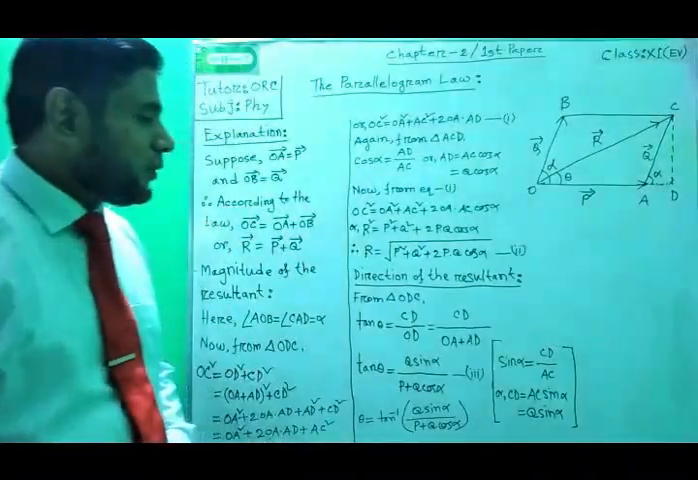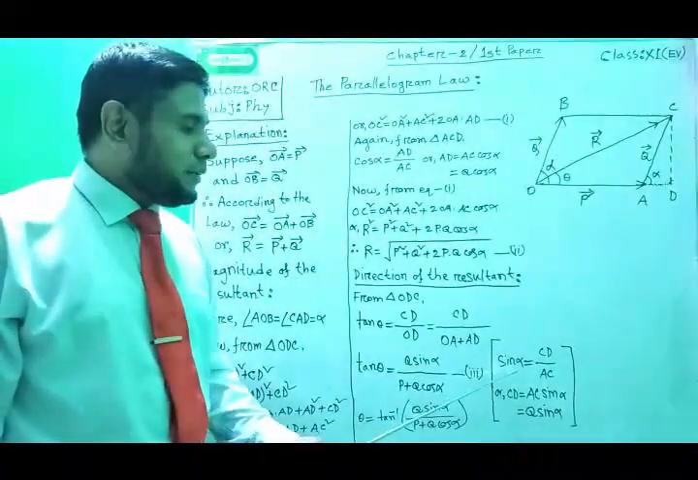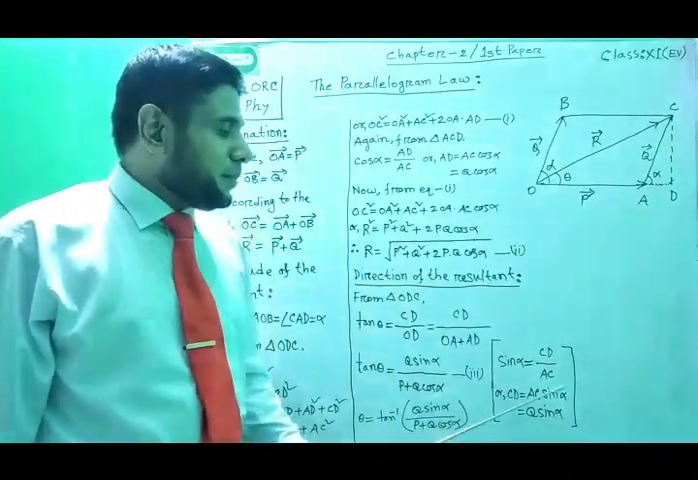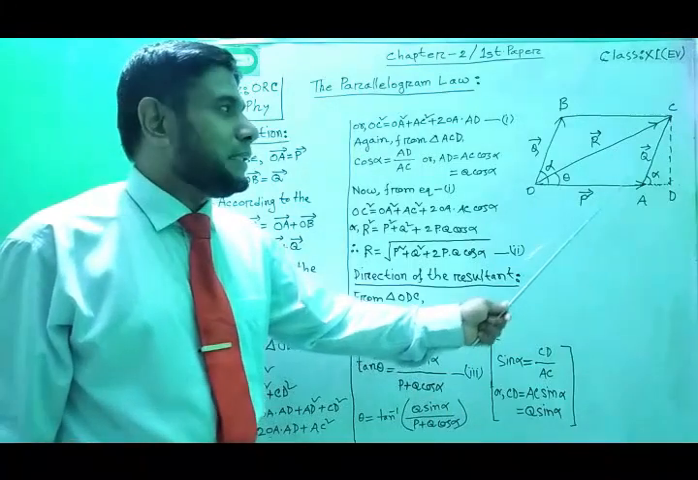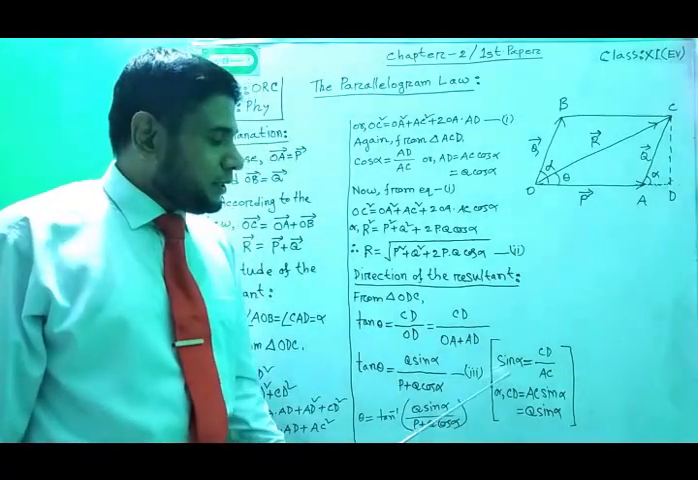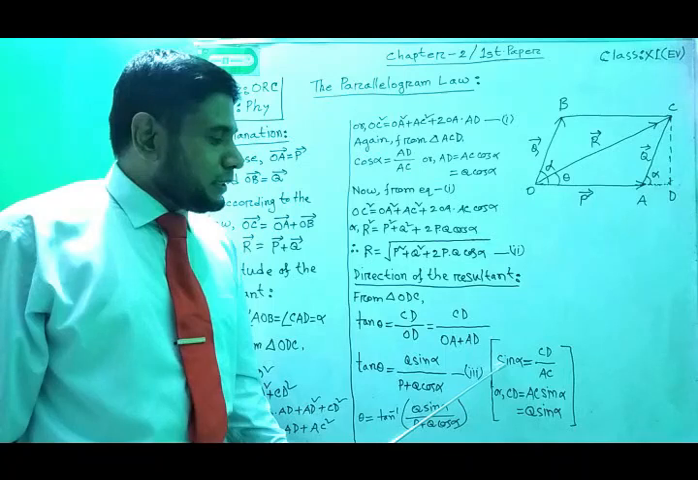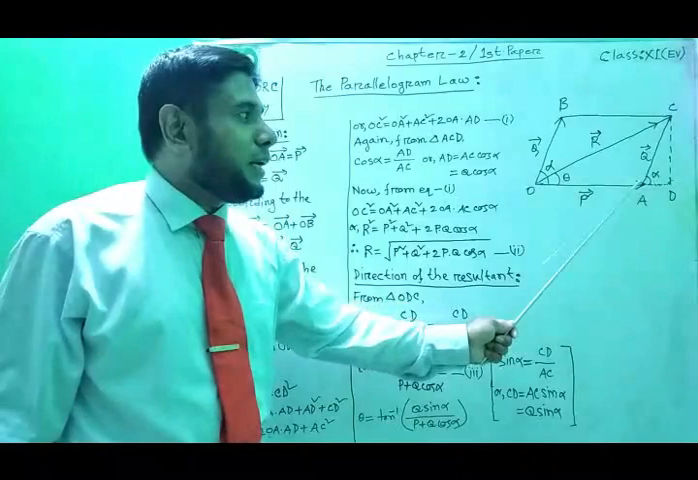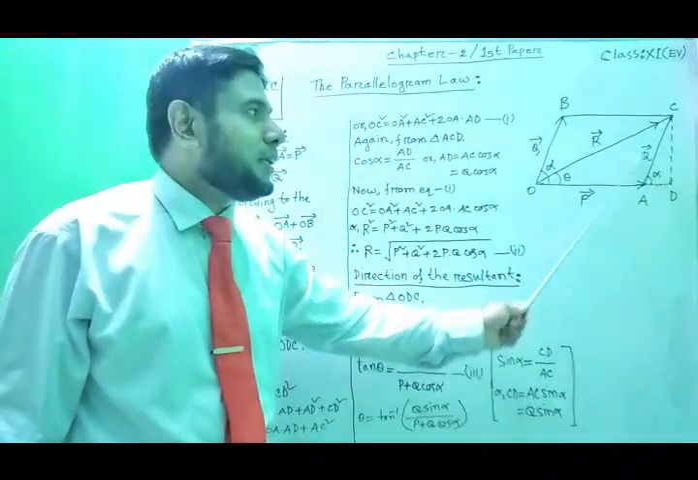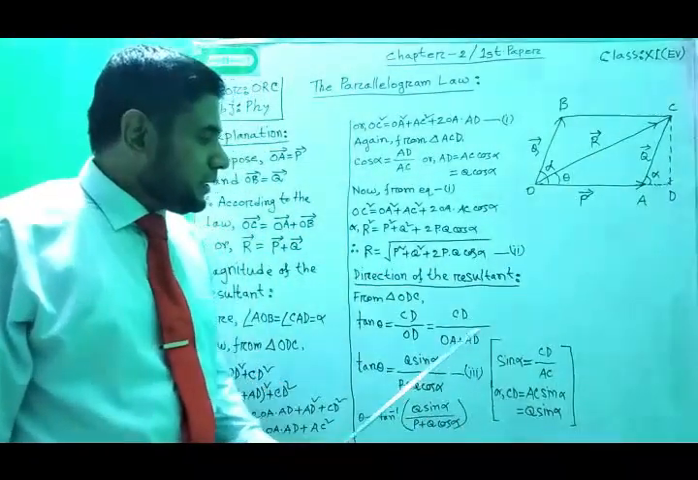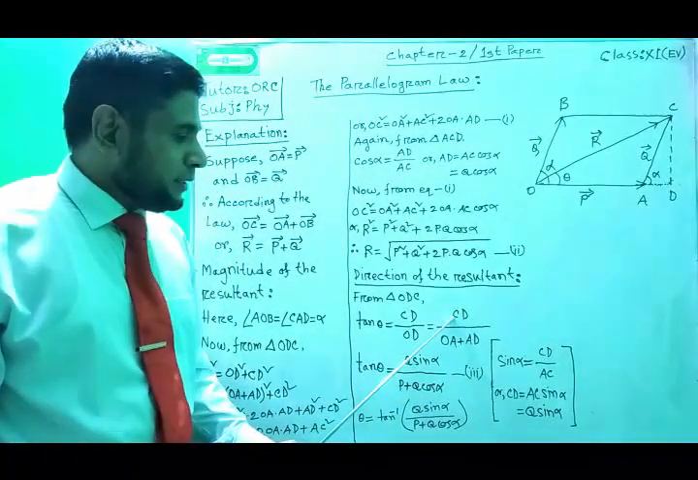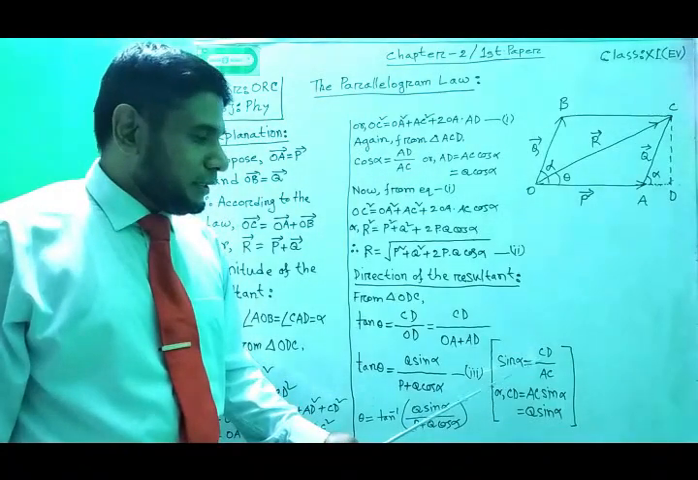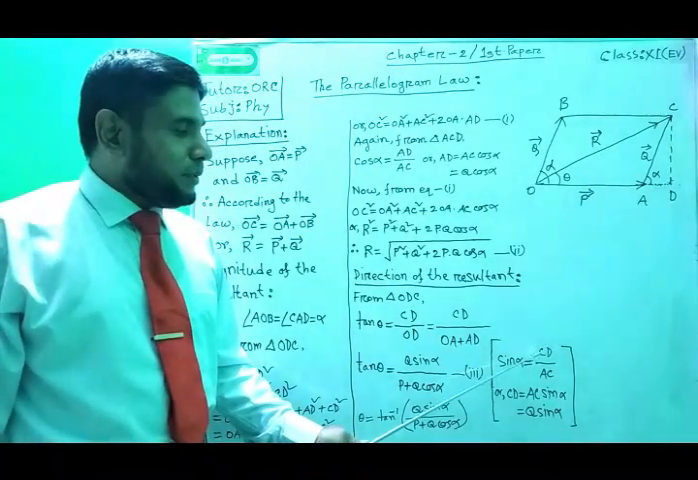We know that according to the trigonometric law, sin alpha equals perpendicular by hypotenuse. Here the perpendicular is CD and the hypotenuse is AC. So this is why we can write sin alpha equals CD divided by AC, perpendicular by hypotenuse. Here we need the value of CD, so from sin alpha equals CD divided by AC, we will find the value of CD.